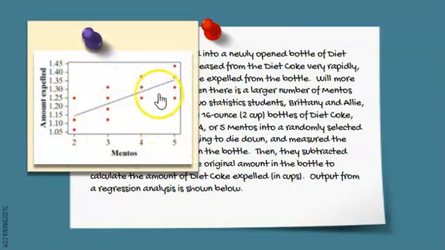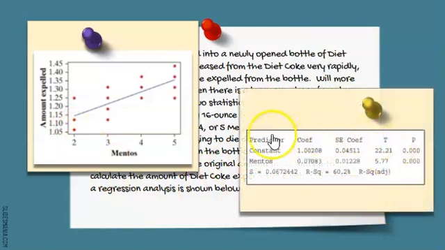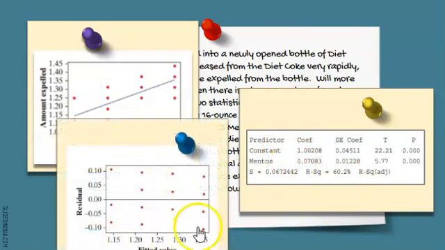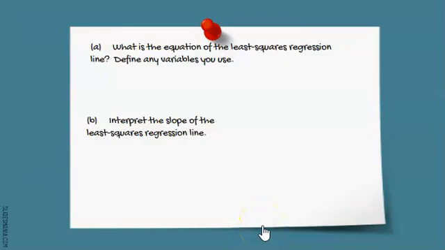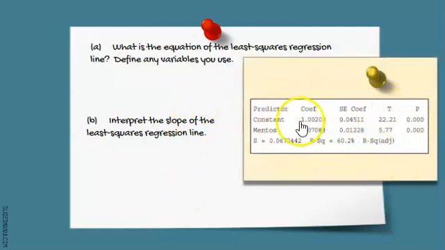Here's the scatter plot. Here's the Mentos versus the amount expelled. Here is the output from the computer that I'm going to show you how to read. And then it also gives you the residual plot. So what's the equation of the least square regression line? And define the variables. So you're going to look at the output here.